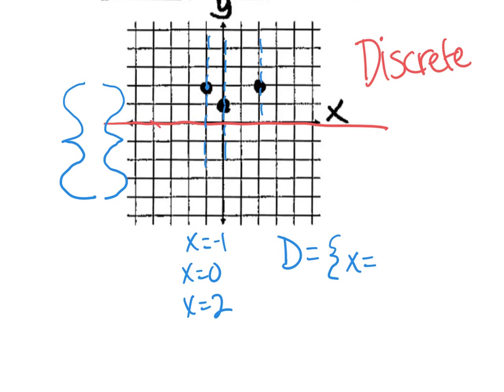X equals all the numbers that we just said. -1, 0, and 2. And then close it. Okay? The domain is at -1. The domain would hit at 0, and the domain would hit at 2. Because those would hit on the x-axis. Sorry.